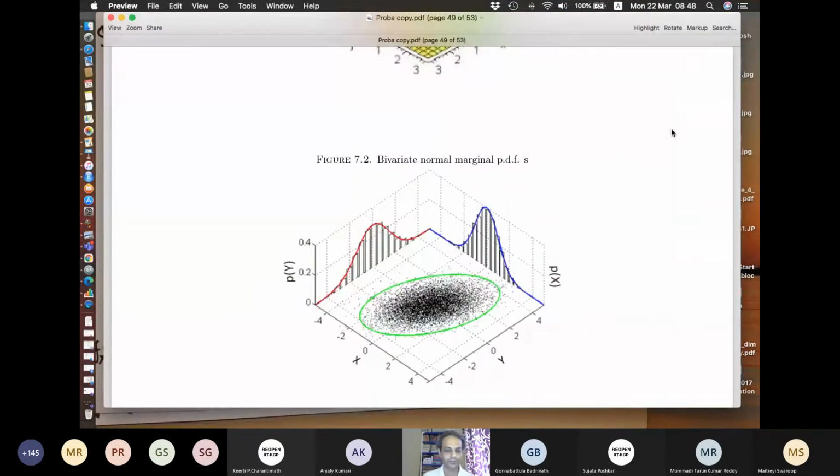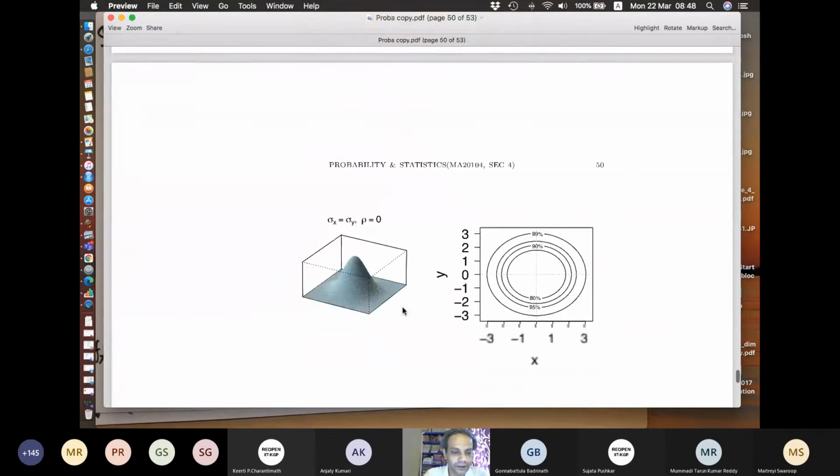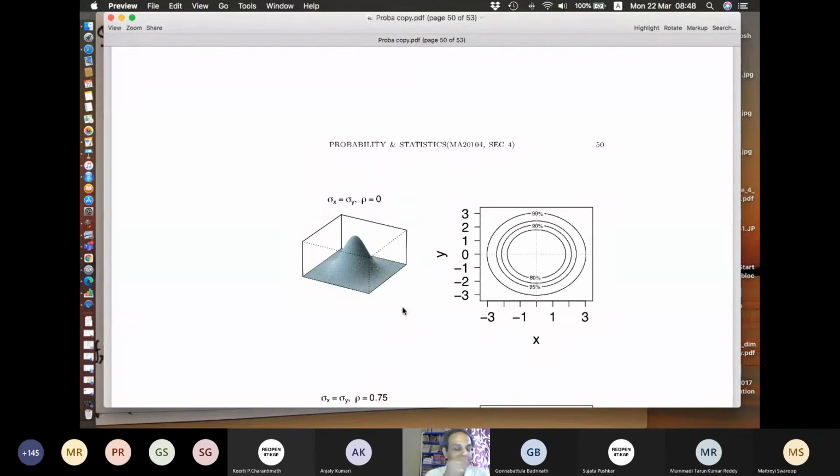Okay, so now let us go forward. Here are different diagrams related to the different values of sigma x, sigma y, and rho. When rho equals 0, it represents independence, and when sigma x and sigma y are the same, then the contour plot. Do you know what a contour plot is?